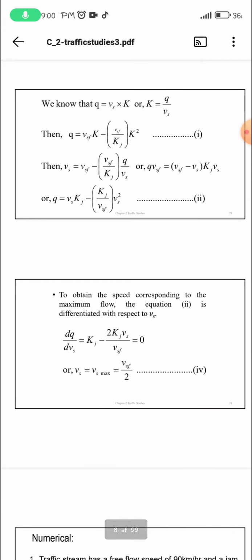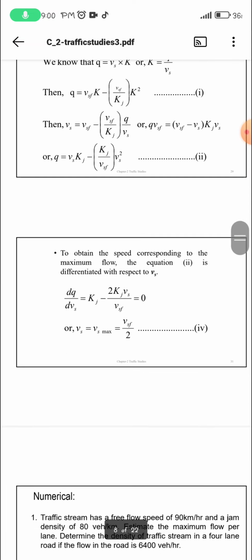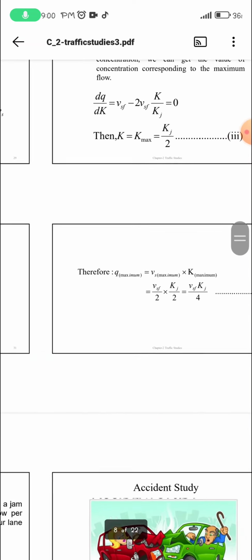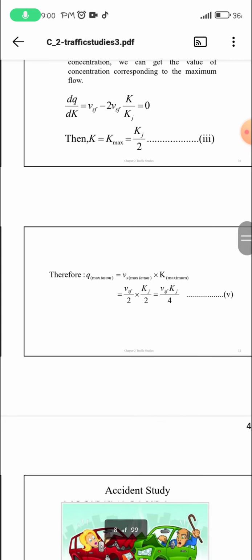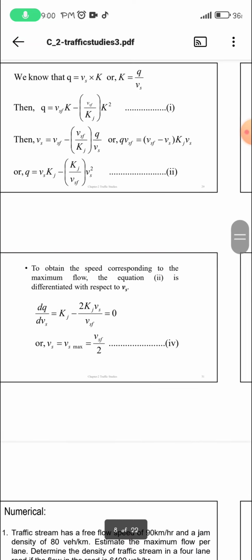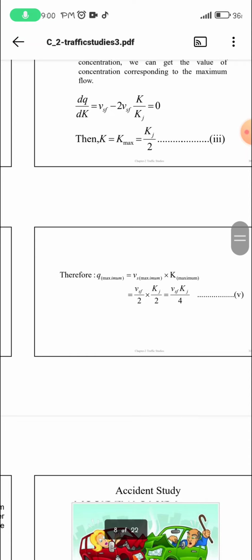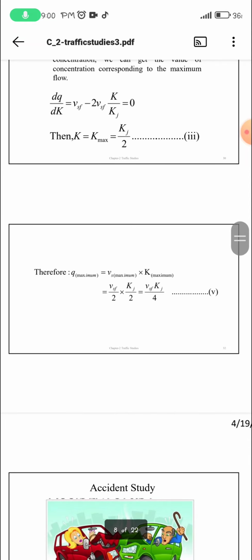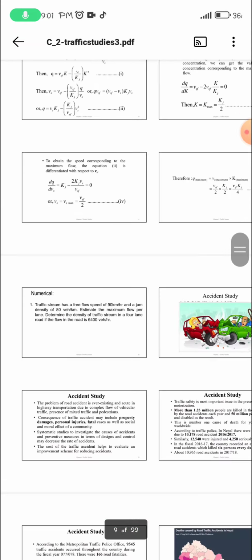To obtain the speed corresponding to the maximum flow, equation number 2 is differentiated with respect to V. dQ by dV equal to Kj minus 2 Kj V divided by Vf equal to 0. V equal to V max equal to Vf by 2, equation number 4. Therefore Q maximum equal to V maximum into K maximum, Vf by 2 into Kj by 2, equal to Vf Kj divided by 4. Equation number 5.